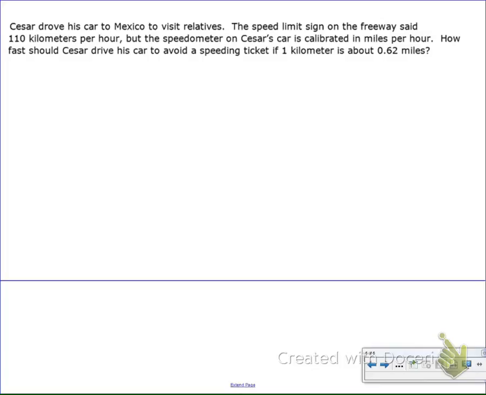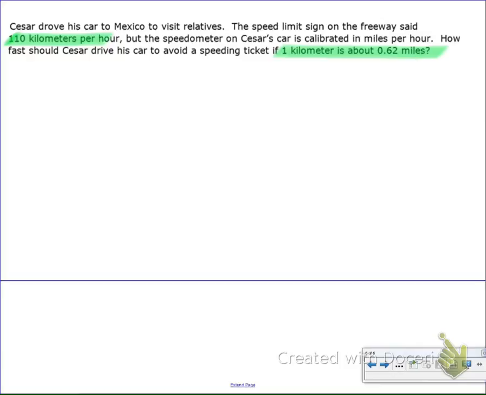So let's take a look at this. Caesar drove his car to Mexico to visit some relatives. The speed limit sign on the freeway said 110 kilometers per hour, but the speedometer on his car is calibrated in miles per hour. So how fast should he drive if he wants to avoid a speeding ticket if 1 kilometer is 0.62 miles?